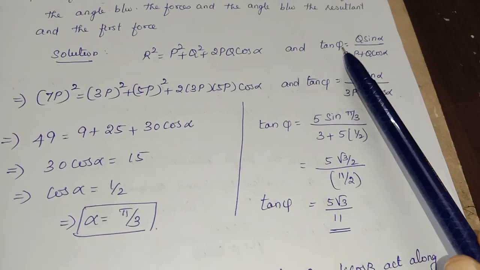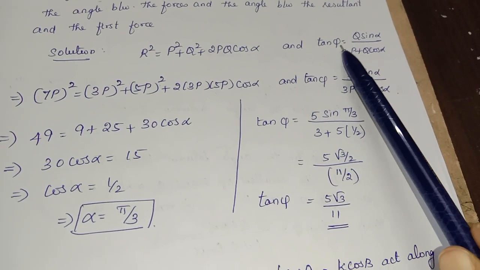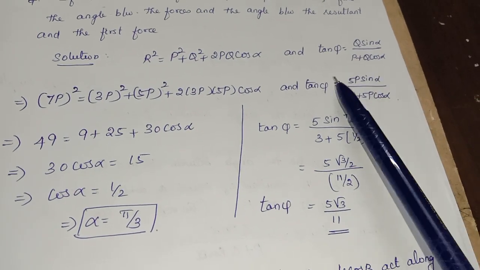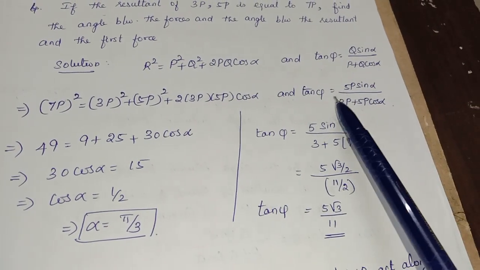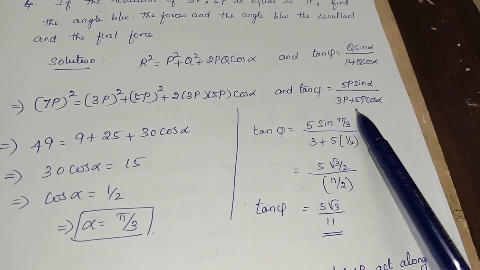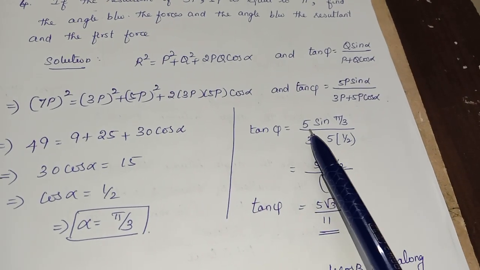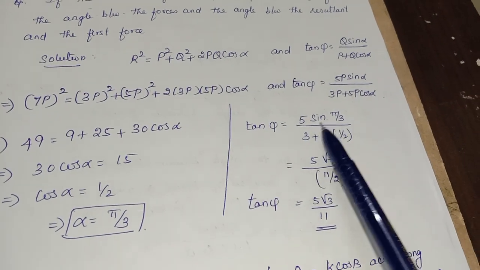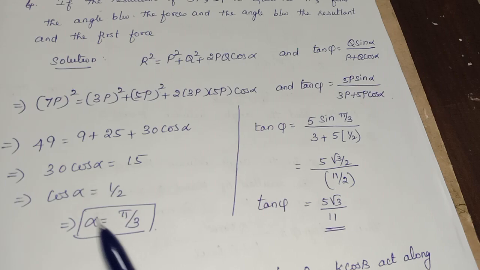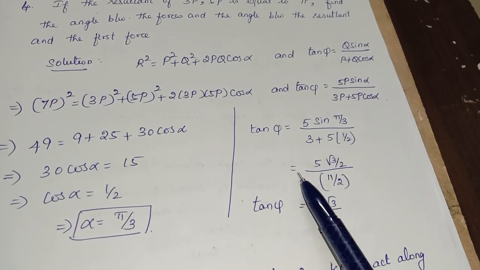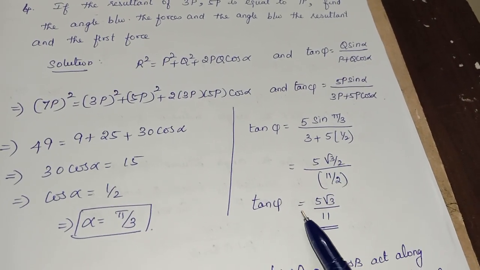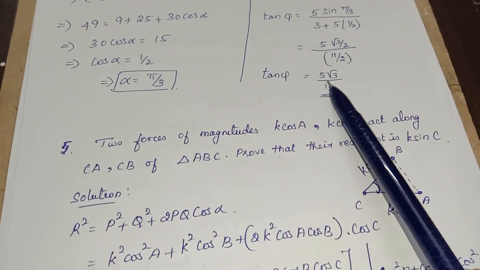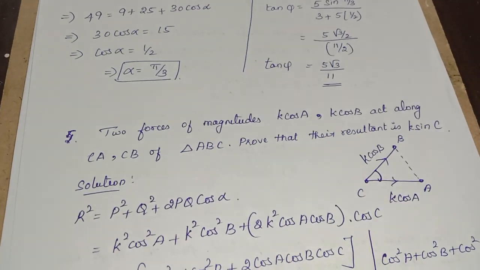Now let us come to this result. Tan phi. What is this phi? Angle between the resultant and the first force equal to Q sin alpha by P plus Q cos alpha. Substitute the values of P, Q, cos alpha. So 5P sin alpha by 3P plus 5P cos alpha. So equal to 5 into, here I found the value of alpha as pi by 3, no? Substitute the value. 5 sin pi by 3 by 3 plus, what is cos alpha? 1 by 2. So 5 root 3 by 2 by 11 by 2, it's equal to what? 5 root 3 by 11. So this is the angle between the forces, and this is the angle between the resultant and the first force.